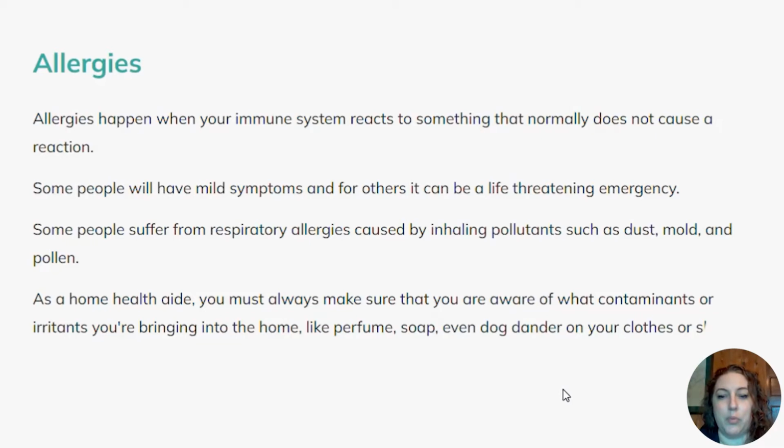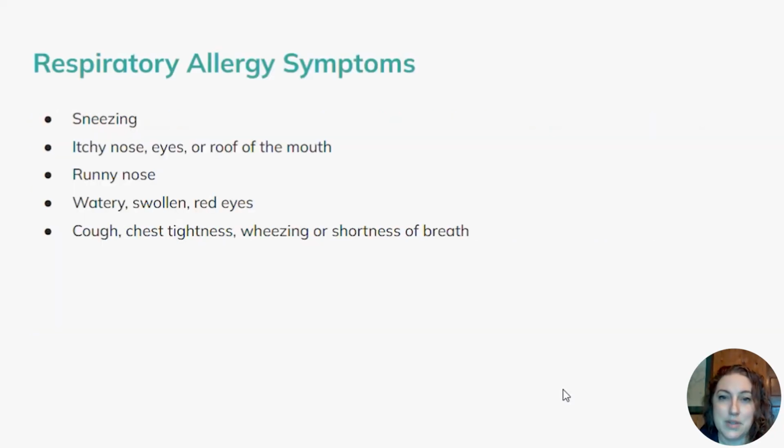Some people suffer from respiratory allergies caused by inhaling pollutants such as dust, mold, and pollen. As a home health aide, you must always make sure that you're aware of what contaminants or irritants you're bringing into the home, like perfume, soap, or even dog dander on your clothes or shoes. The symptoms of a respiratory allergy are sneezing, itchy nose, eyes or roof of the mouth, a runny nose, watery, swollen, red eyes, cough, chest tightness, wheezing, or shortness of breath.